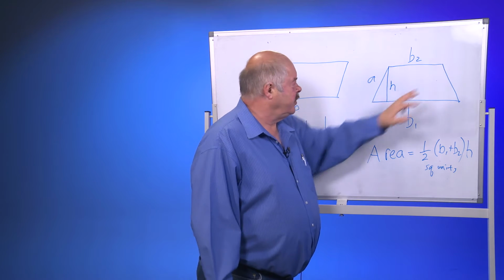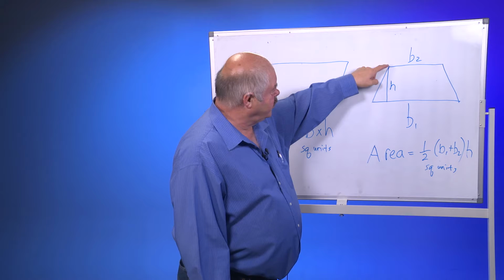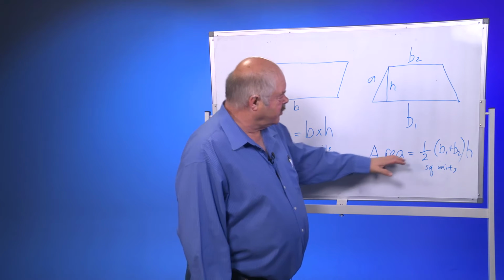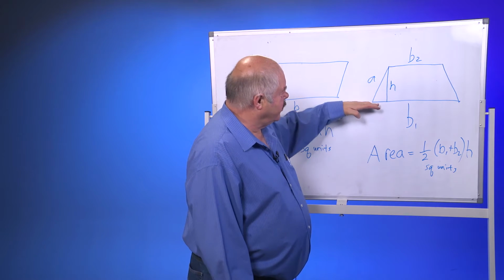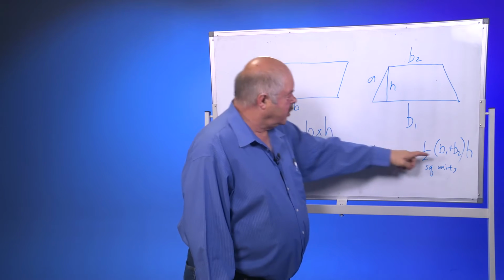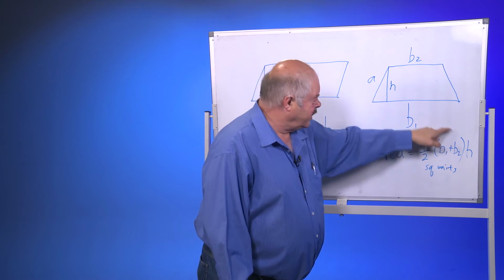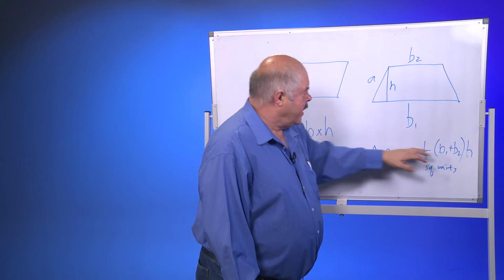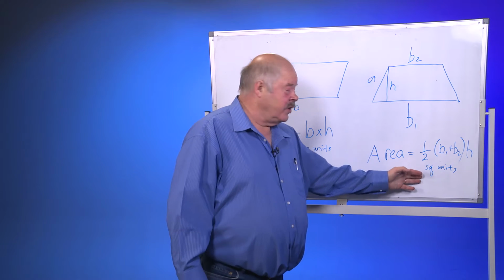There's a shorter piece on the top and a longer piece on the bottom, and we still have this height piece there. So the formula is the area is equal to 1/2 the, what I call B1, or the base of the bottom, plus B2. So you're sort of averaging these two pieces, and then again times the height, again in square units.